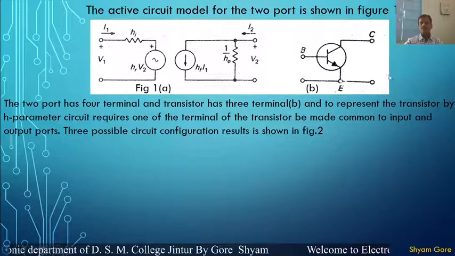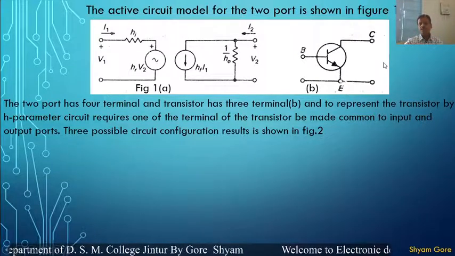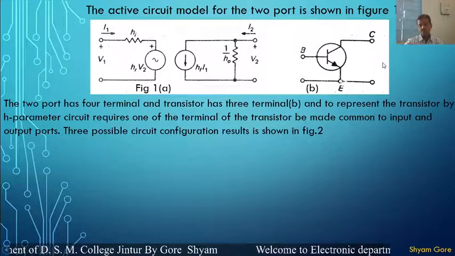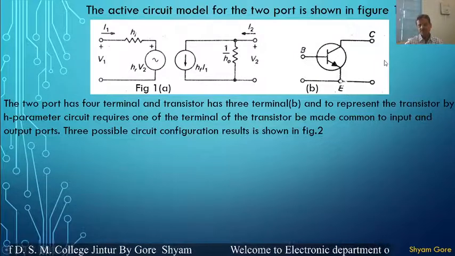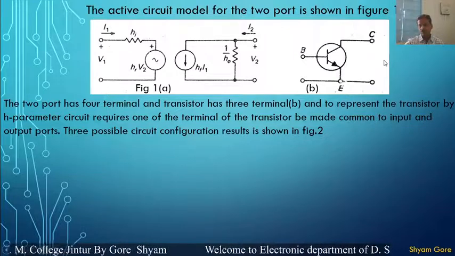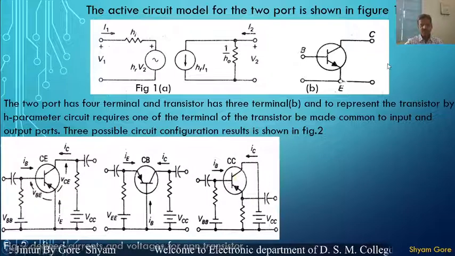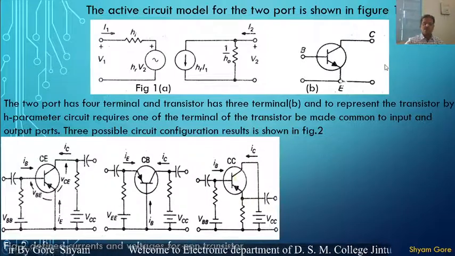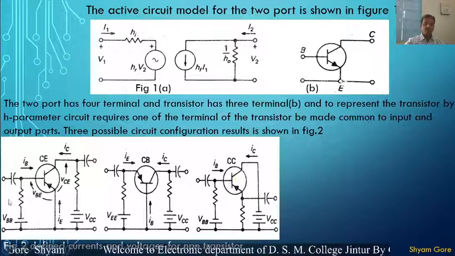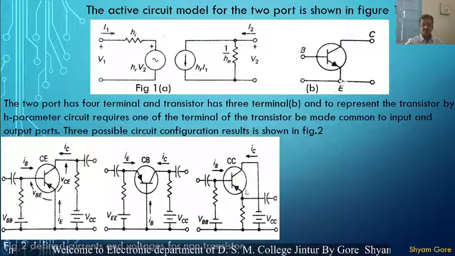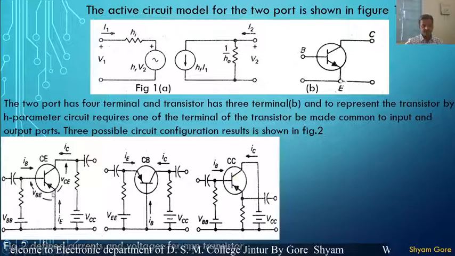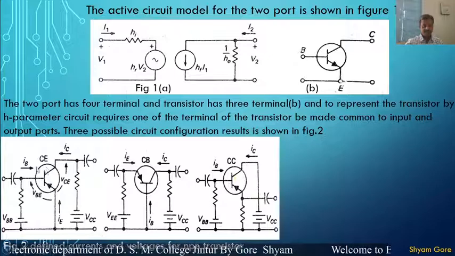The transistor having the 3 terminals, therefore, we have the 3 possible configuration, that is common emitter, common base, common collector, and that is represented like this. This is the circuit for common emitter configuration, this is the circuit for common base configuration, this is the circuit for common collector configuration, and here the transistor is NPN transistor. For NPN transistor, the different currents are like this.